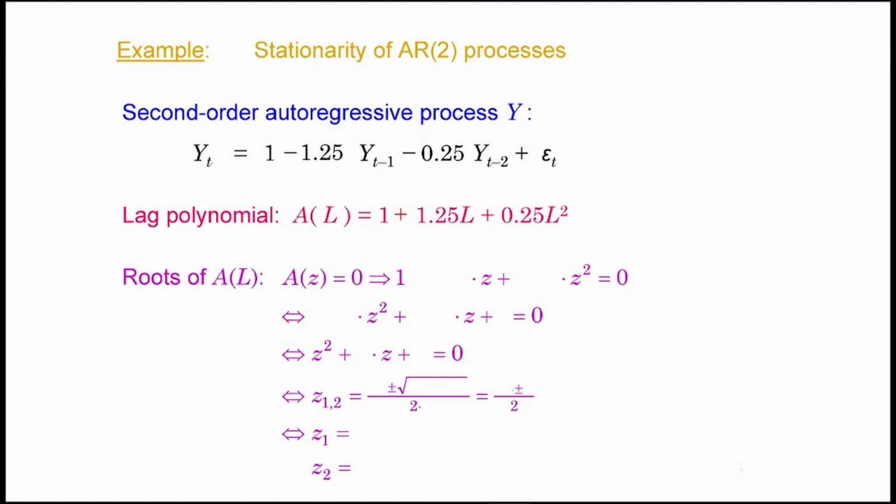Now if you take the roots of that, so you have 1 plus 1.25 times z plus 0.25 z squared, which is going to be equal to 0 if z is a root of the lag polynomial. I was just rearranging it. So here I was basically arranging that stuff.